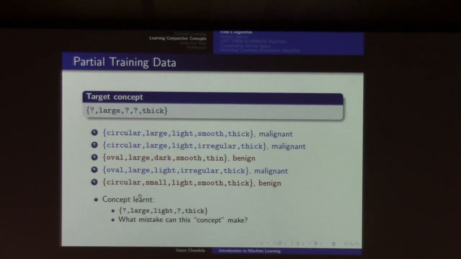But the reason it is making a mistake is because it has only looked at partial data, right? So this is another point, that the Find-S algorithm only gives you a partial result, right? One thing you can take away is that it will never make a false negative. It will never call something benign when it is actually malignant. Is that right?